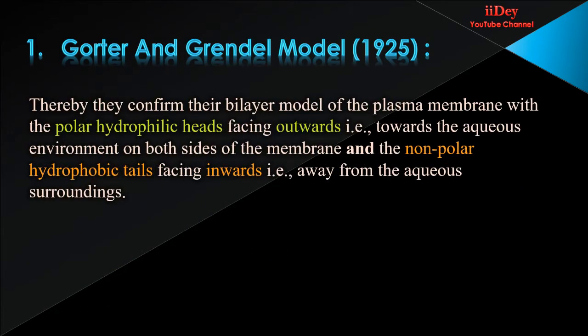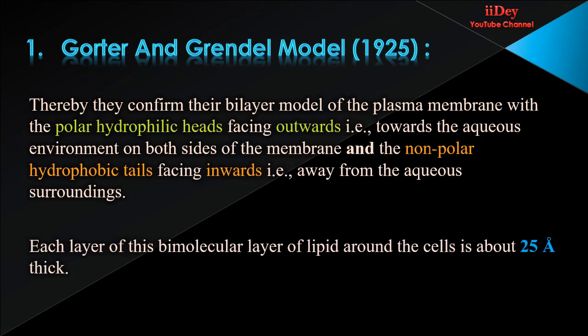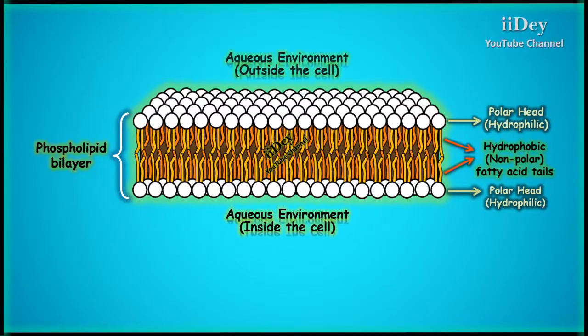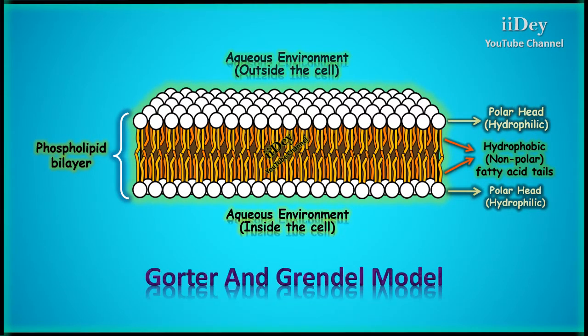Thereby, they confirmed their bilayer model of the plasma membrane, with the polar hydrophilic heads facing outwards, that is, towards the aqueous environment on both sides of the membrane, and the nonpolar hydrophobic tails facing inwards, that is, away from the aqueous surroundings. Each layer of this bimolecular layer of lipid around the cells is about 25 angstrom thick. It is a schematic diagram of the Gorter and Grendel model.